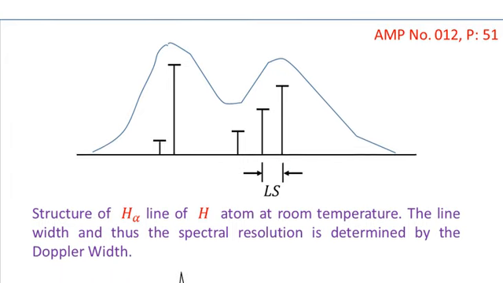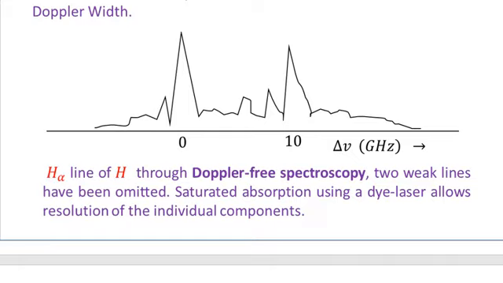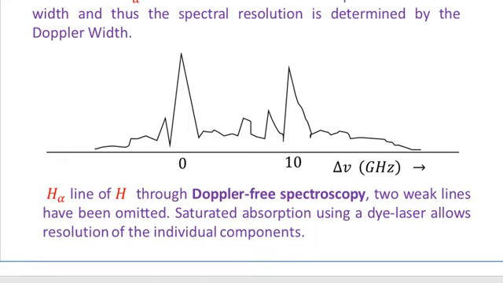They cannot be resolved because of the presence of the Doppler width. Now, if we use a Doppler free spectroscopy setup, then of course we can measure those wavelengths precisely, which is shown over here. This is again the same H alpha line of the hydrogen atom, but due to Doppler free spectroscopy, 2 weak lines have been omitted. Again, I have not shown the 2 weak lines over here. The saturated absorption using the dye laser allows a resolution of the individual components. So you see that saturated absorption using a dye laser system can be used to precisely measure these lines.